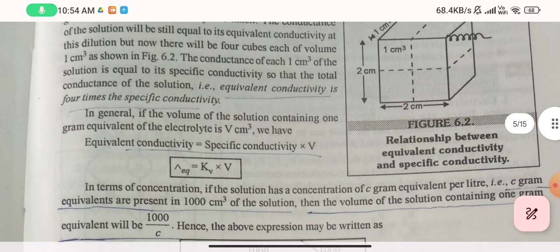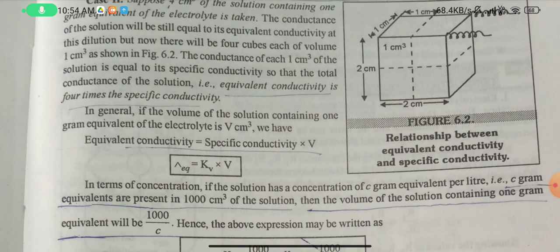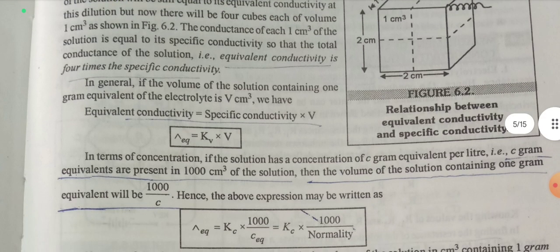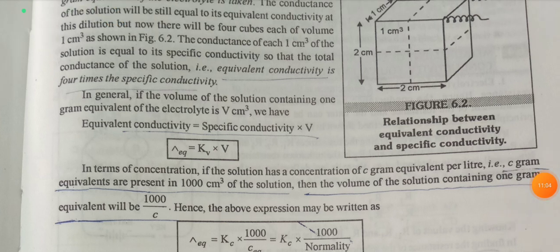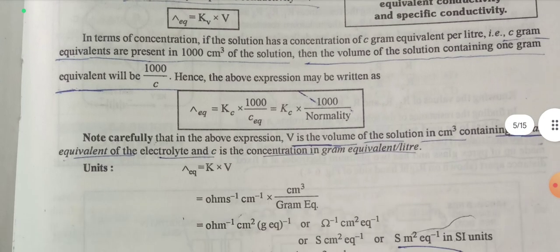In general, if the volume of the solution containing 1 gram equivalent of electrolyte is V centimeter cube, we have equivalent conductivity equal to specific conductivity times V. In terms of concentration, if the solution has a concentration of C gram equivalent per liter, that is, C gram equivalents are present in 1000 centimeter cube of the solution, then the volume of the solution containing 1 gram equivalent will be 1000 by C. Hence, the above expression may be written as lambda equivalent is equal to kappa C into 1000 by C.